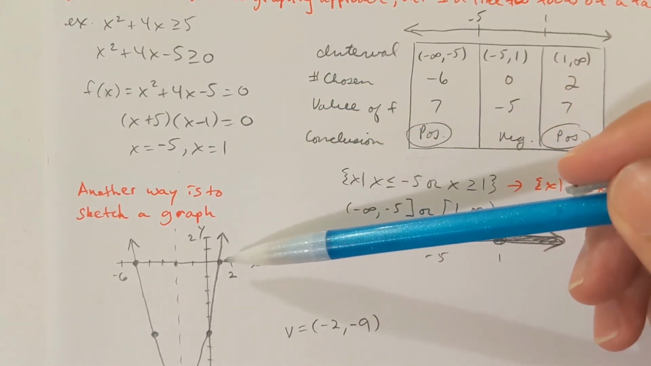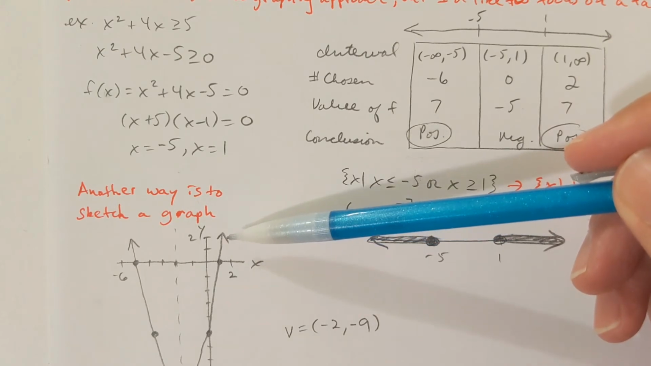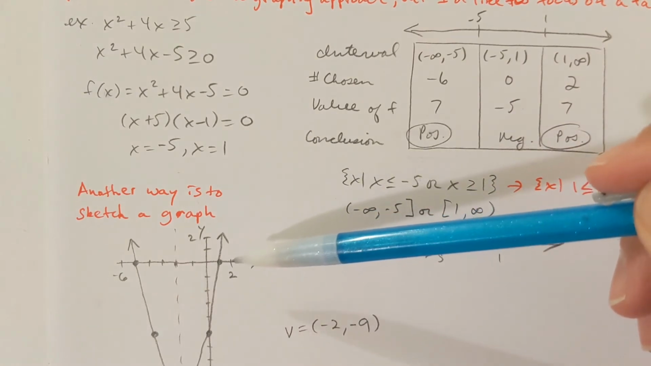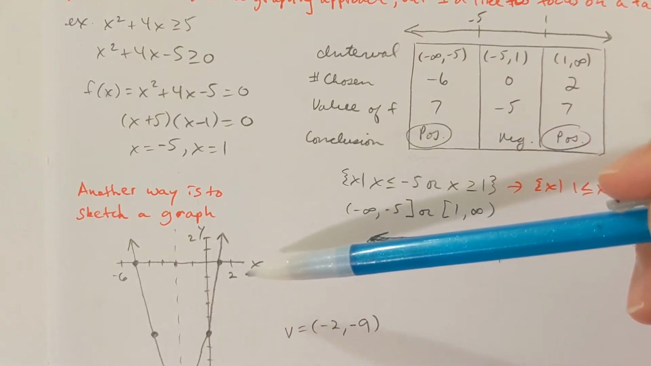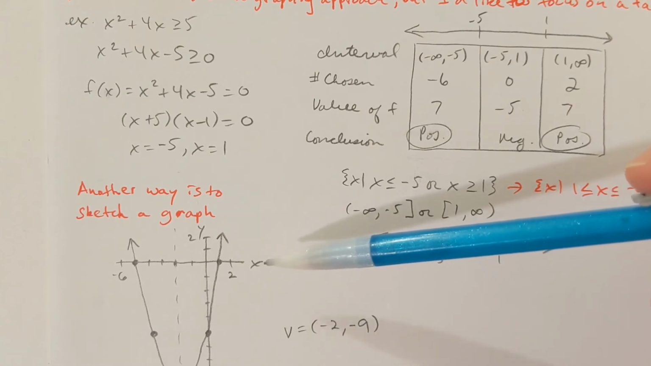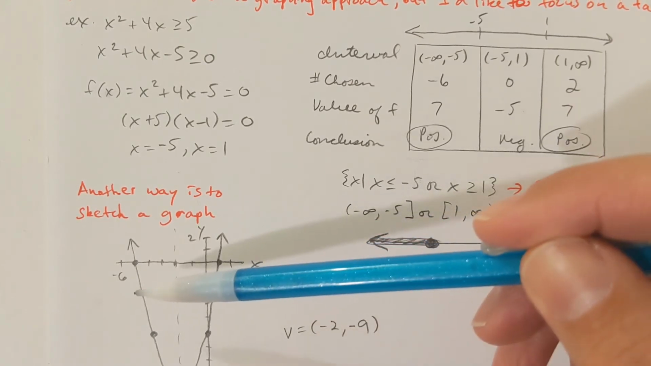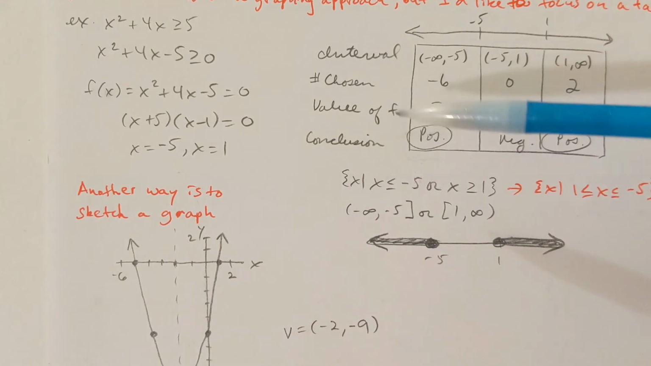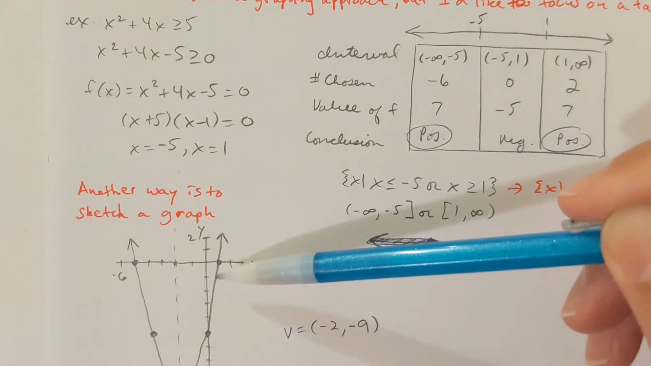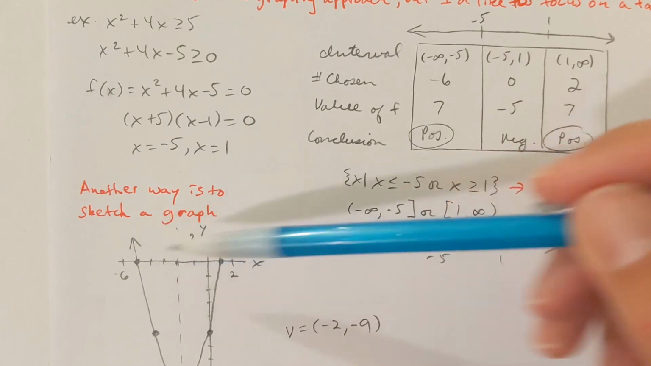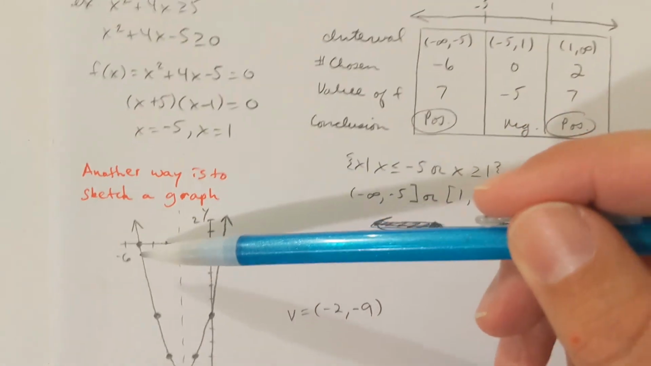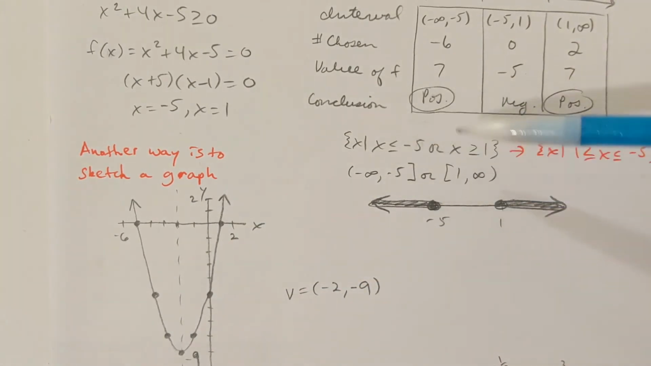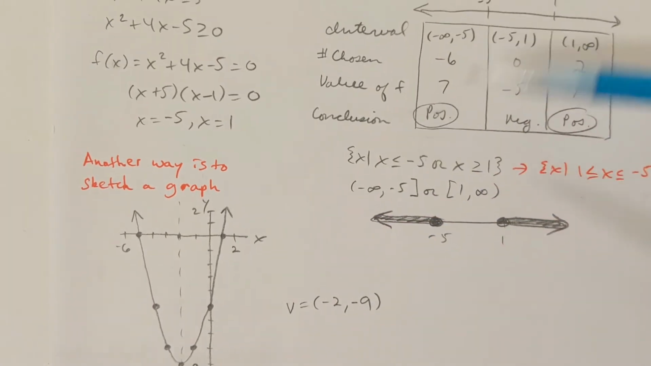Well, it looks like y is greater than or equal to 0 if x is greater than or equal to 1, and also if x is less than or equal to -5. Okay, and I'm going to be positive on those ends, and I'm going to be negative here in the middle section. So I don't want that in my answer. Basically, you're getting the same answer here as making this table.